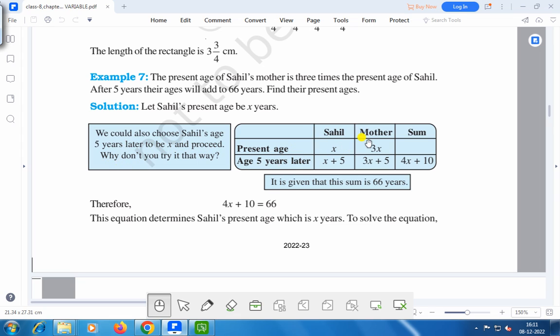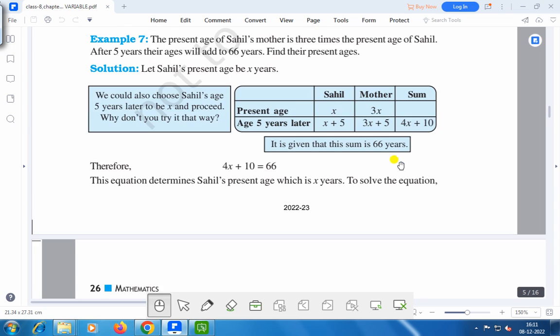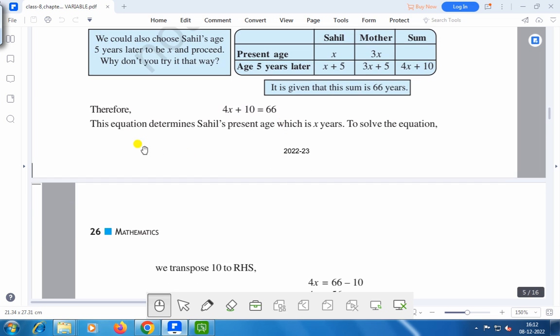Present age is x, mother is 3x. Their ages 5 years later are x plus 5 and 3x plus 5. The sum is 4x plus 10. It is given that the sum is 66, therefore 4x plus 10 is 66. This equation determines Sahil's present age, which is x years.